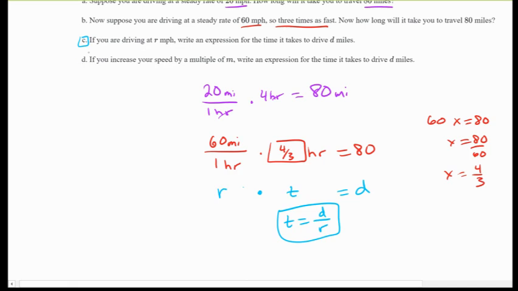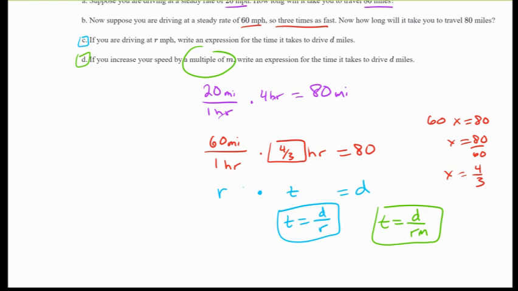And then lastly, it says if you increase your speed by a multiple of m, write an expression for the time that it takes to drive d miles. Well, it's pretty much the same thing that we just had here, but like we said before, we have the distance divided by the rate, but then we multiplied that by how much we're increasing the speed. So last time we divided by 3, this time we're just going to divide by m because we don't know what that value actually is. So it's just using some variables to represent the difference between, if we're trying to find time or distance or rate.